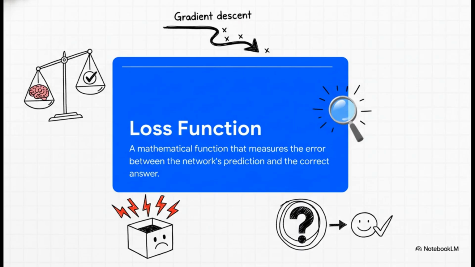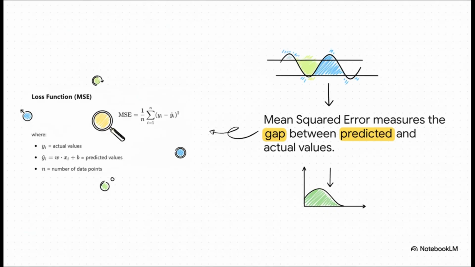Don't let the name scare you. It's just a formal mathematical way of putting a number on how wrong the network's guess was. Think of it like a penalty score in a game. The higher your score, the bigger your mistake. One of the most common ways to calculate this is with the mean squared error, or MSE.